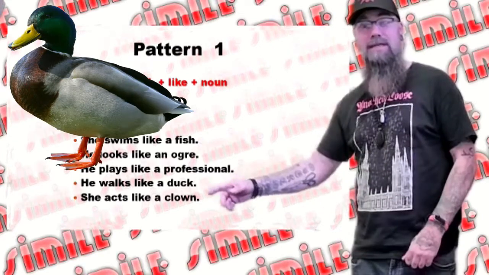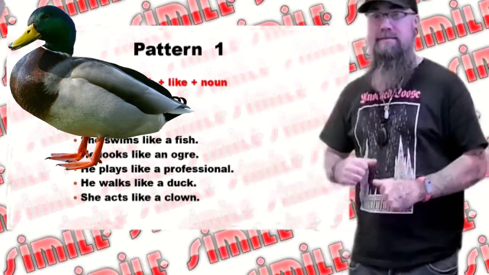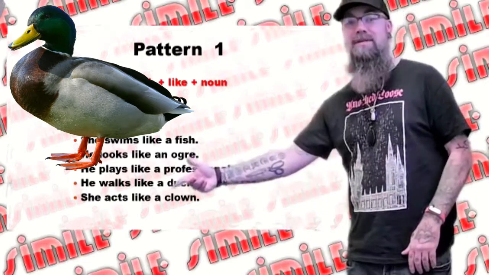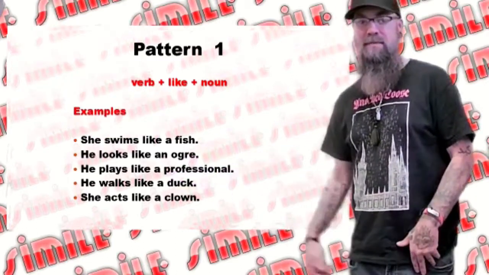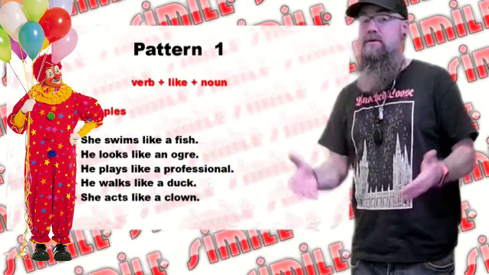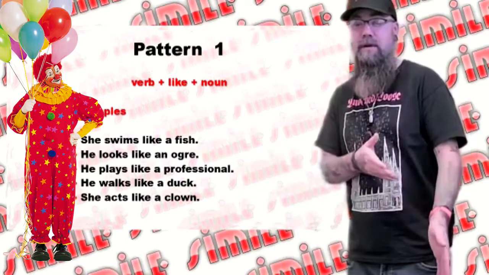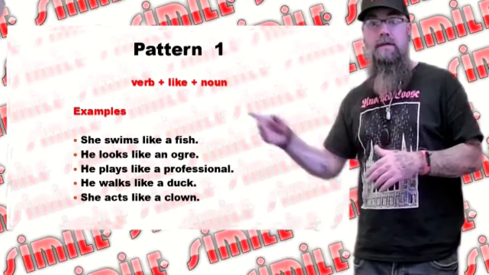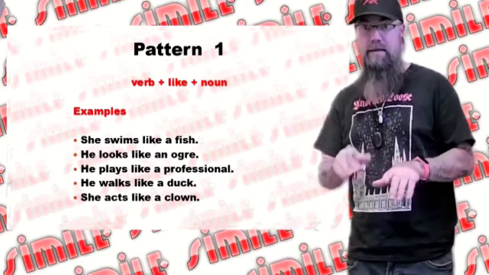He walks like a duck. I don't know. Am I walking like a duck? I'm comparing in this one the way he walks to a duck. She acts like a clown. Well, she probably acts pretty silly. So we're comparing the way that she acts with that of a clown. Each time we do this comparison, again, we're using the word like to do that.